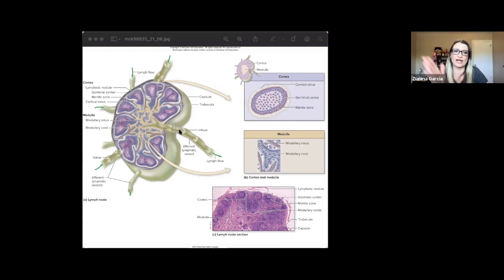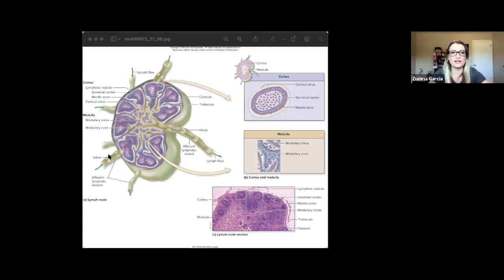Then each lymph node has a hilum. The hilum is this concave area of the lymph node. And out of this hilum, you would generally see just one efferent, E for exit, lymphatic vessel. Sometimes there might be two, but usually there's just one that takes lymph out of the lymph node. This allows the flow of lymph to be slow enough for the lymph node to filter it and look for any pathogens and such.